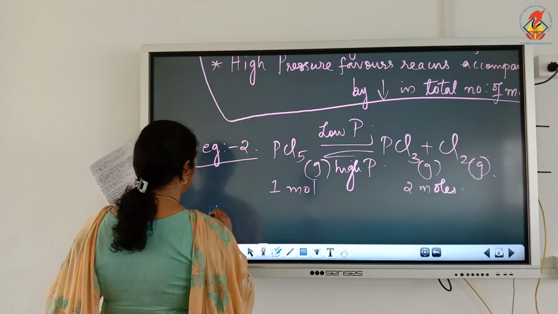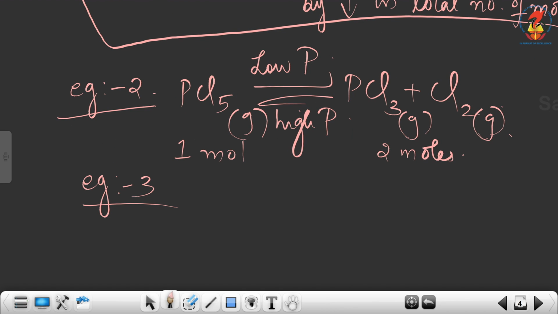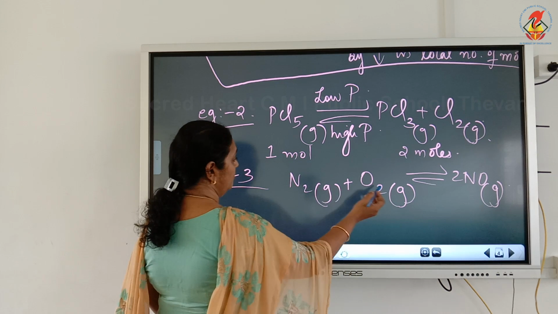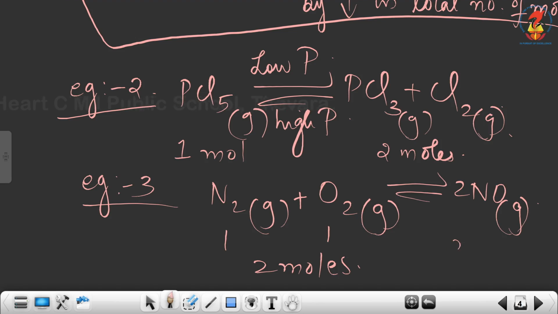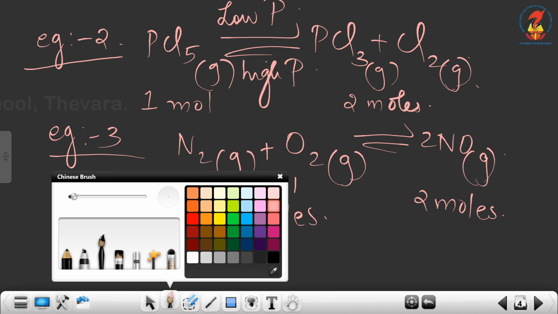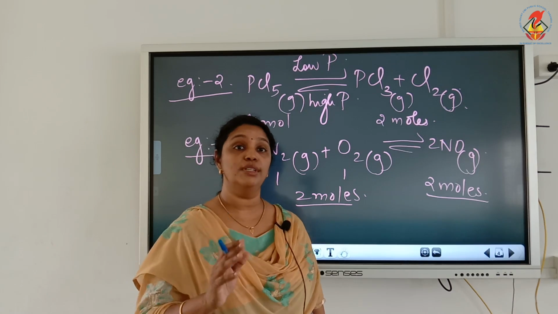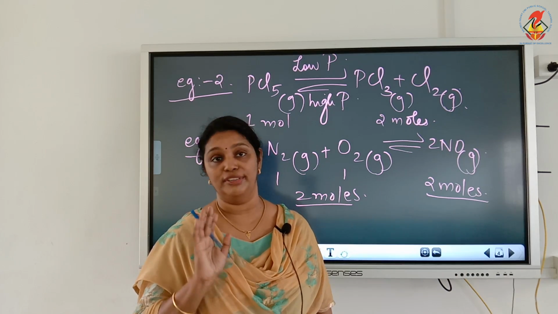Okay, now there is another example, example number 3. That is N2 plus O2 in equilibrium with 2NO. Now in this case the total number of moles of reactant is 1 plus 1, which is equal to 2 moles, and the product is 2 moles. So the total number of moles remains the same, 2 moles and 2 moles. If the total number of moles remains the same, then pressure has no effect on the equilibrium of this reaction.